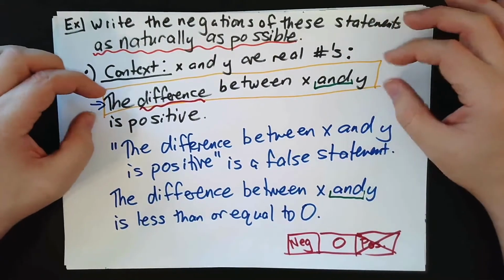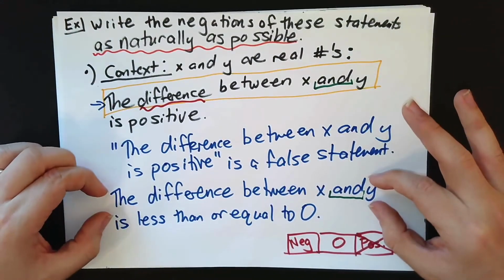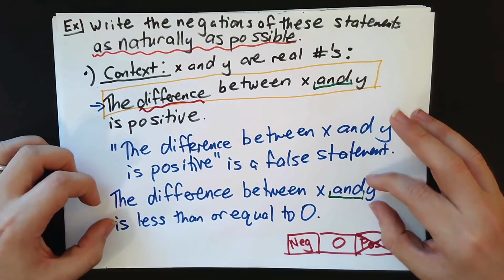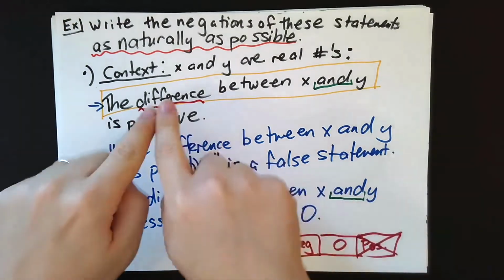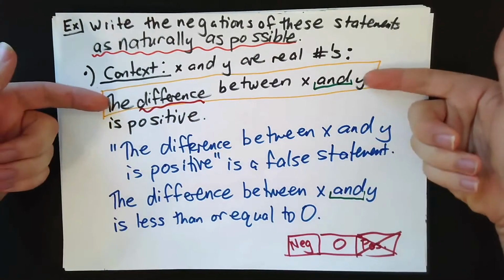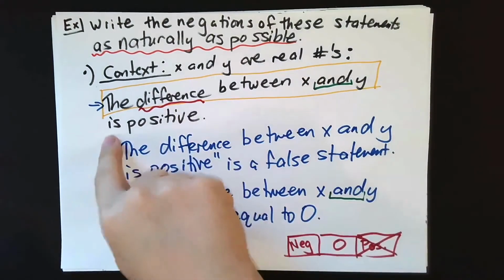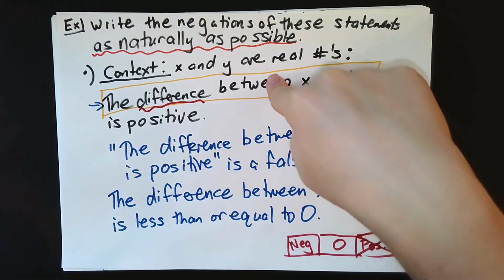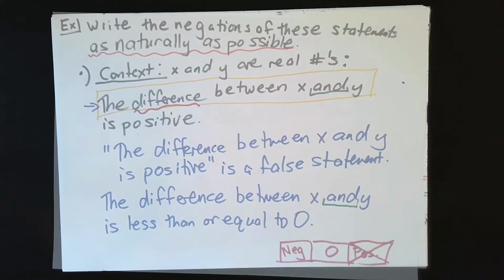And that's why this thing in the gold box stays exactly the same when I go to write down the negation of this statement. So really, all I did when I negated this was to identify, hey, this whole thing is one thing, I can't touch that, so all I'm negating is thing is positive, and ultimately that gives me thing is less than or equal to 0. Okay.